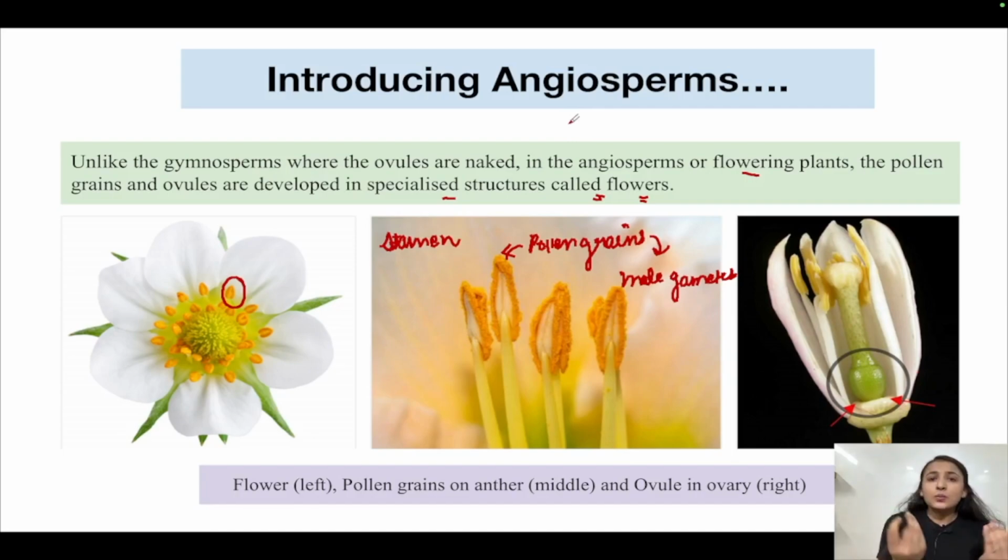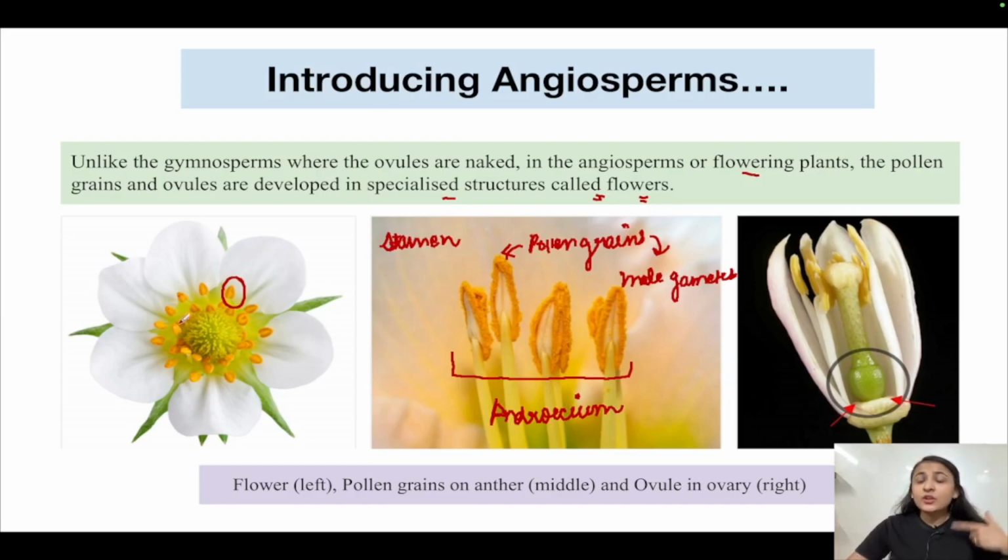Gynoecium is a structure made up of one or more than one female reproductive organs known as the pistils or carpels. For example, these are stamens. A group of stamens will be known as androecium. This whorl together is known as androecium.